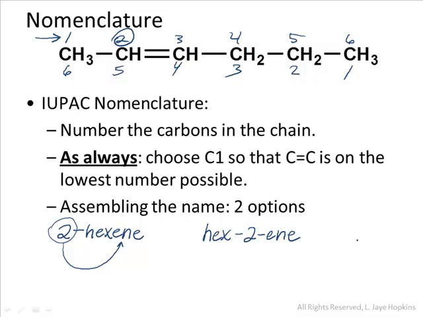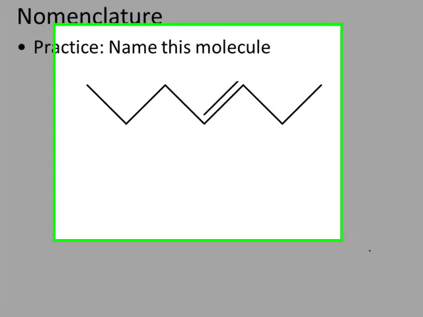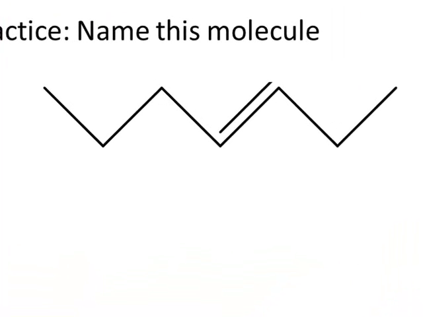Let's do some practice. Name this molecule. Again, we have to choose whether to name this molecule by numbering from the left or numbering from the right. Numbering from the right gives us the lowest possible number. So here's 1 carbon, 2 carbons, 3 carbons, 4, 5, 6, and 7 carbons. I can see that the double bond starts on the third carbon.